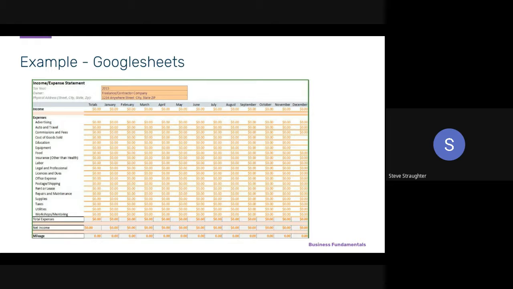Because humans can make mistakes. They can categorize things incorrectly. Does anyone know what the credentials are to be a bookkeeper? What credentials are mandatory for you to be a bookkeeper? Anyone?